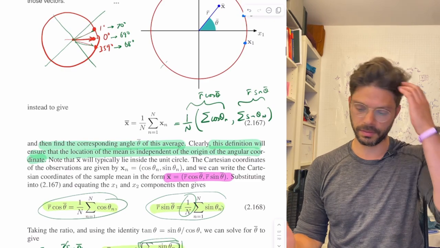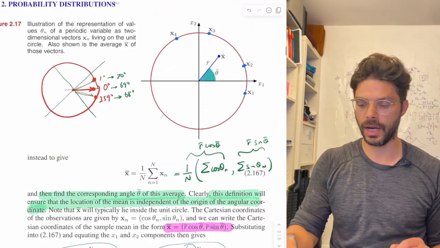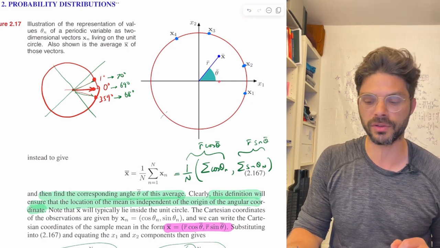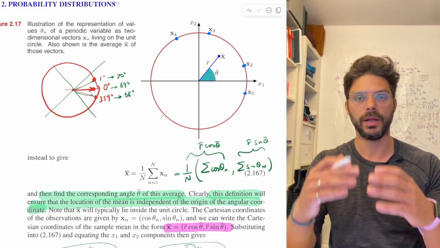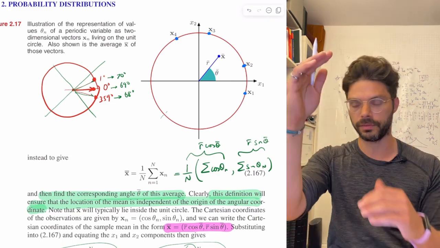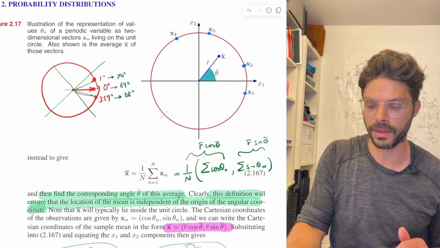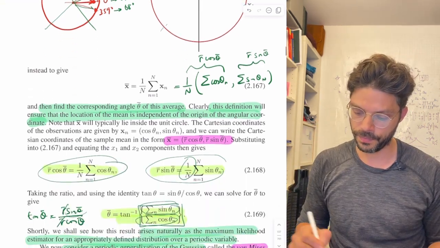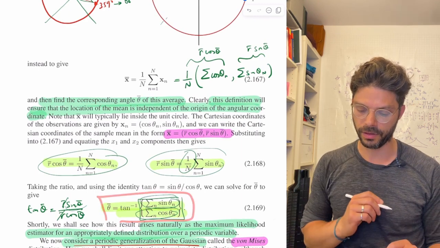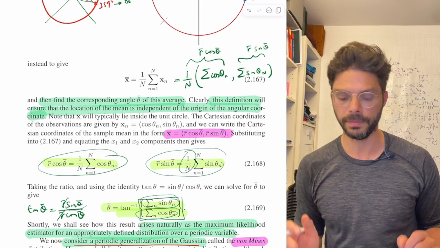Another way of thinking about it is, we're essentially finding the average x coordinate, finding the average y coordinate, taking the ratio of rise over run, this over this, to give you tan theta bar, and then you're just inverting that. So that's how you end up with this formula. Okay, so that was just for the mean.